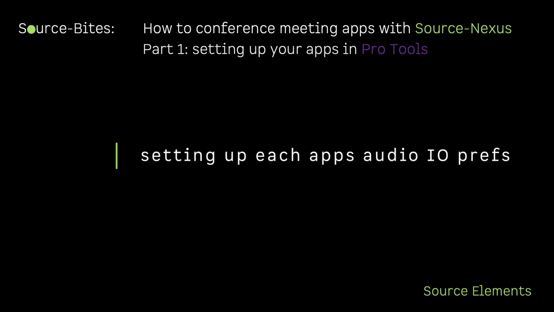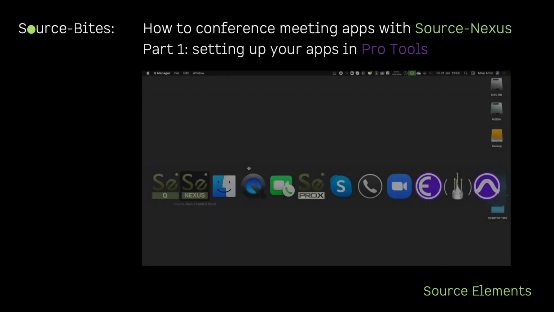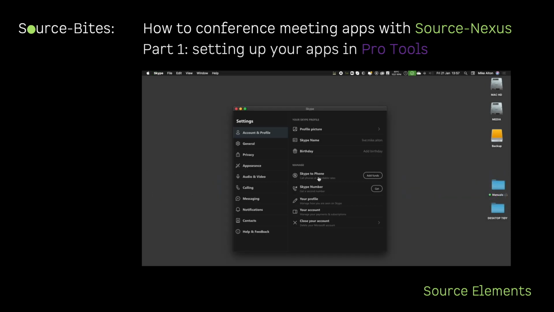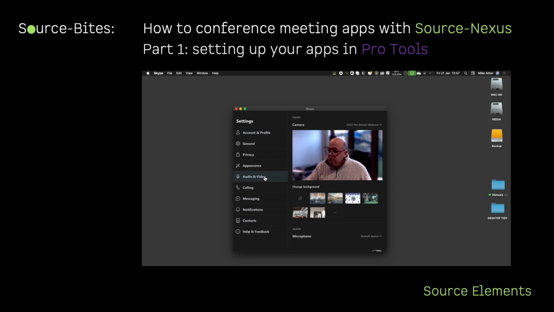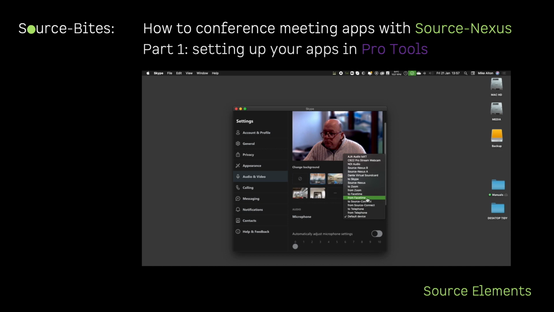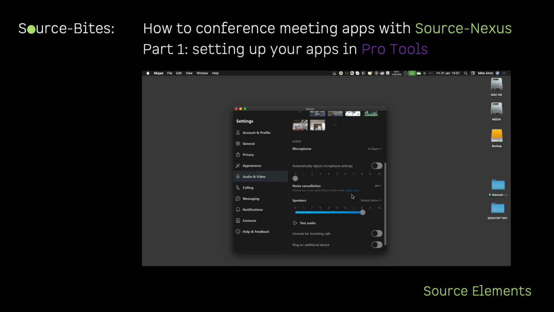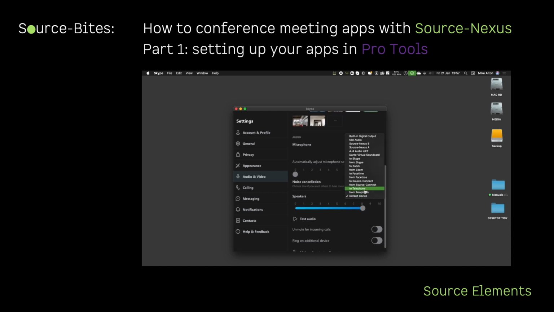Setting the individual application's audio I/O path preferences. Go to each app and its audio settings page. I will do this for Skype. Scroll down to microphone and then select the Source-Nexus driver you've just created called To Skype as your input to Skype. Now scroll down to speakers and in the Options tab to the right, select the Source-Nexus driver you have just created called From Skype as your output device.